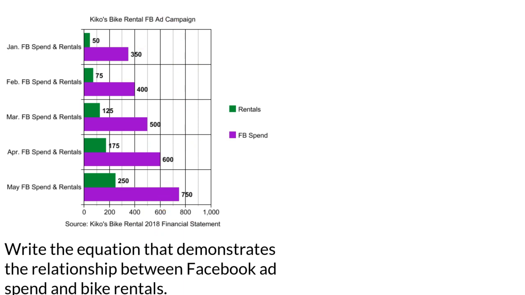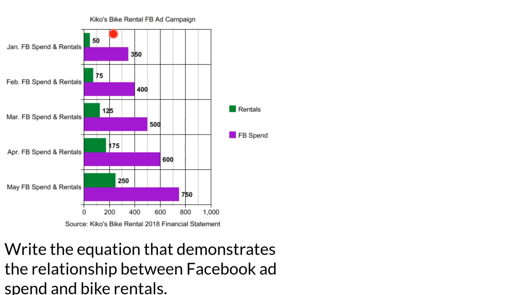So let's look first at the chart, because anytime you approach one of these types of questions on the GED math test, you really want to understand what the chart is. So you see Kiko's bike rental Facebook ad campaign. That's what this chart is about, and the source is his financial statement. If you look at January, February, and March, it's showing you the spend and the rentals. Green is the rentals and spend is purple. And that shows you how much Kiko is spending to generate more rentals at his business.